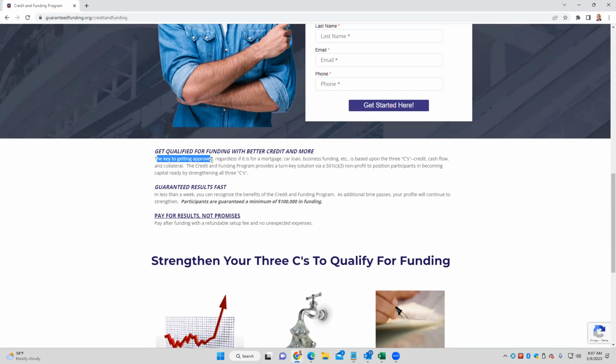The key to getting approved, regardless if it's for a mortgage, car loan, business funding, or what have you, is based upon the 3 C's. So here we are educating them about the 3 C's. There's many individuals that want money, that maybe just flat out need money, but they overlook the fact that the key to getting funding is being credible on paper. And what that means is based around the 3 C's: credit, cash flow, and collateral.